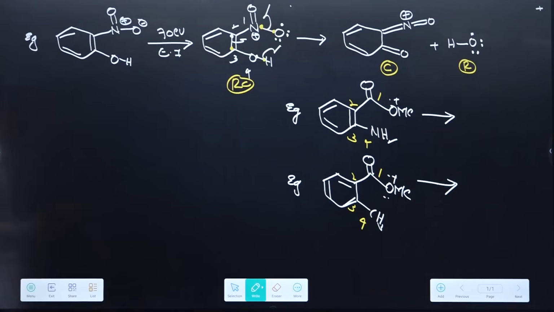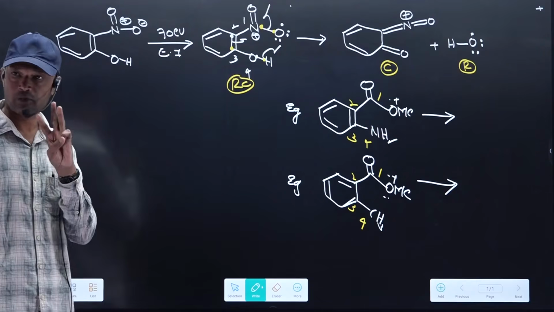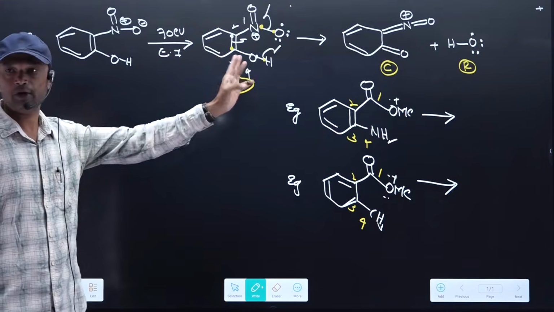Depends on the molecule, it may change. Don't think every time we need to remove a neutral. Follow the rules. 3 rules I explained. Based on the 3 rules, we are writing the fragmentation.